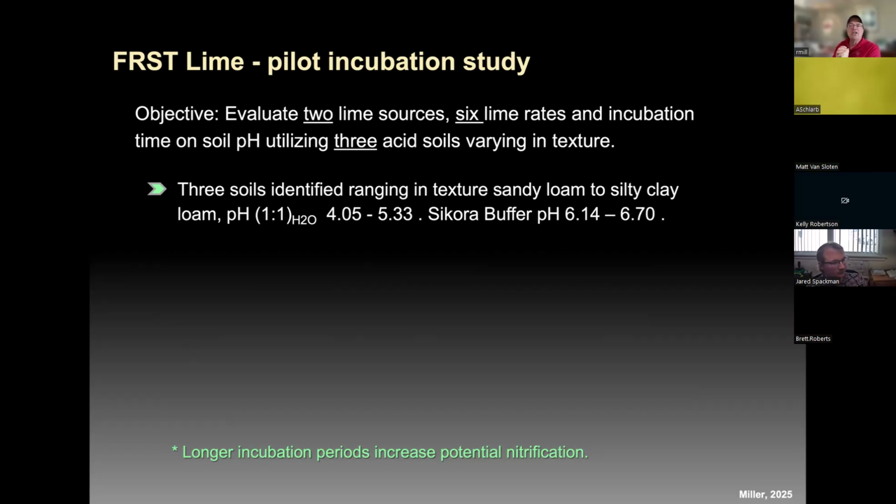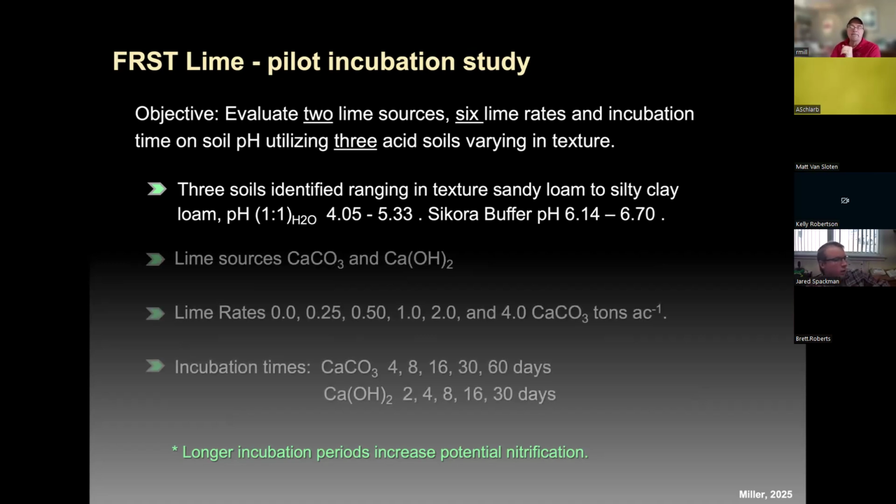But we're going to evaluate 2 Lyme sources, 6 Lyme rates, and we're going to look at an incubation time frame. So we're going from 2 days out to 2 months. And we're going to utilize 3 different soils. So we've identified 3 soils from the ALP archive. They range from a salt pH of 4 out to 5.3. And you can see Socorro buffer is a pretty good range on that.